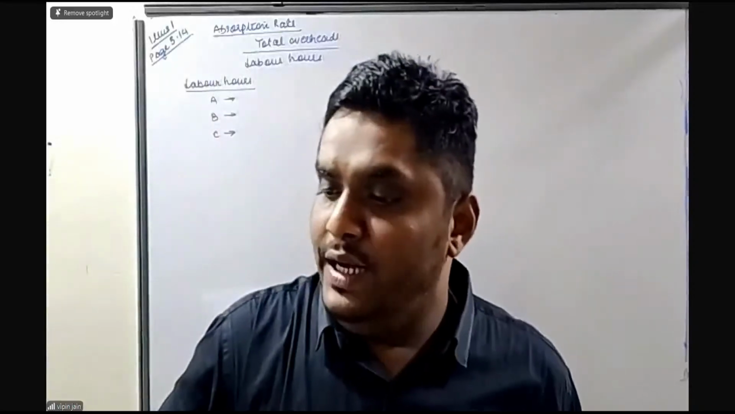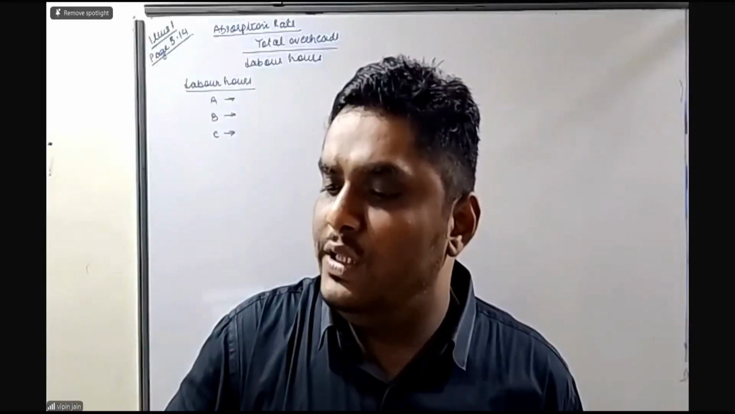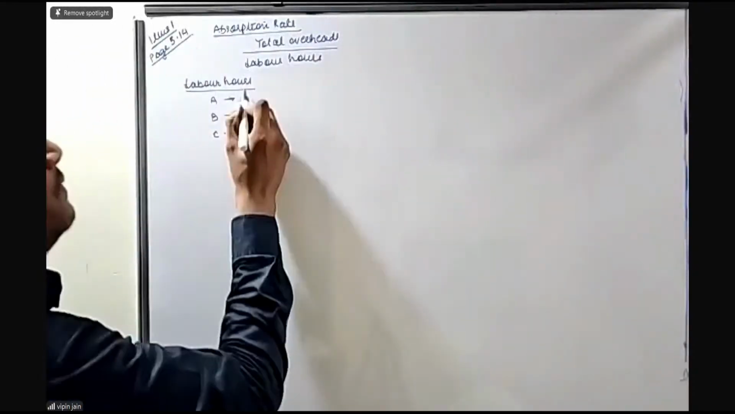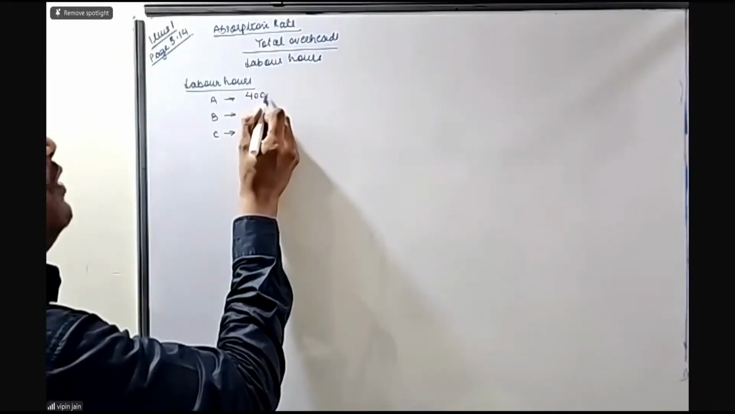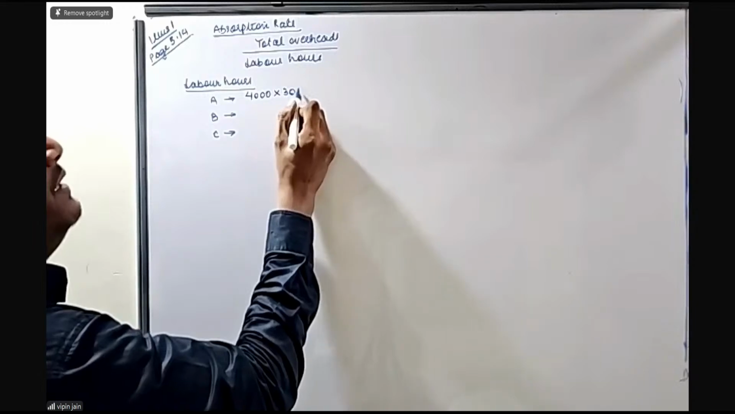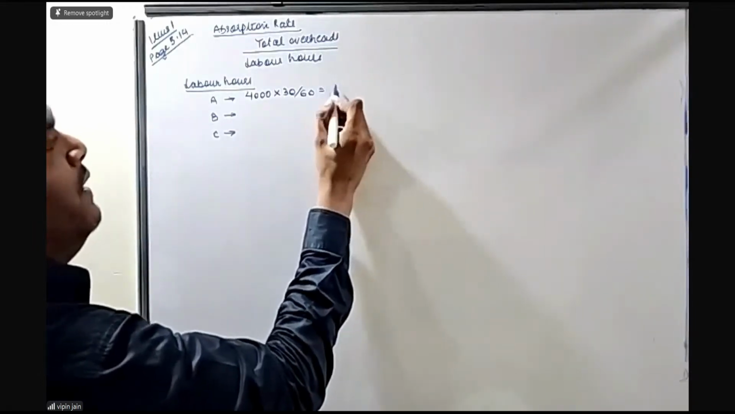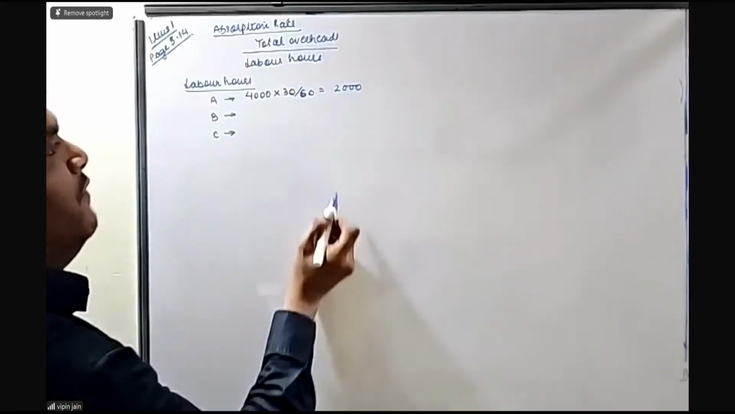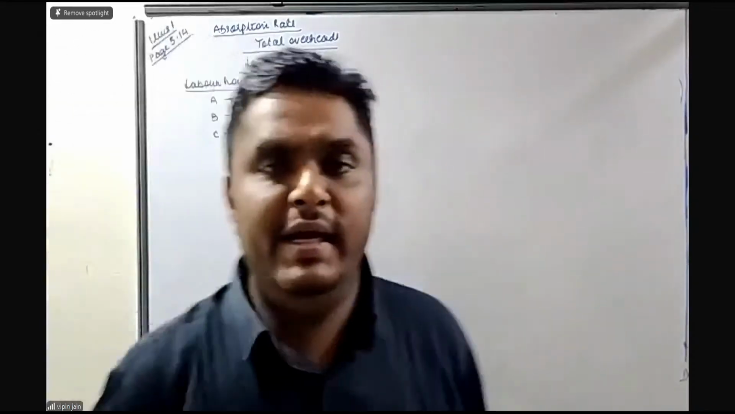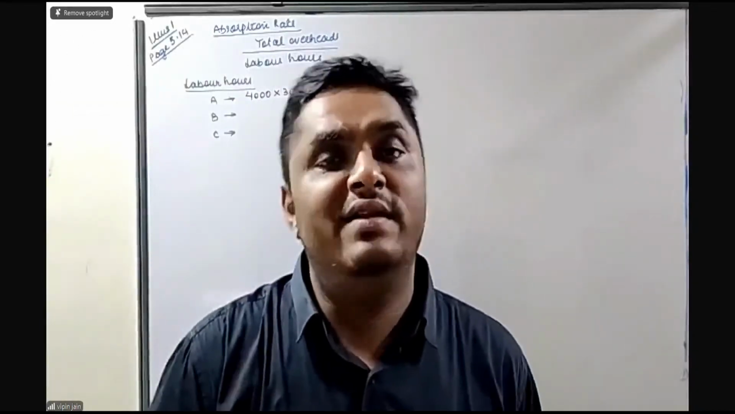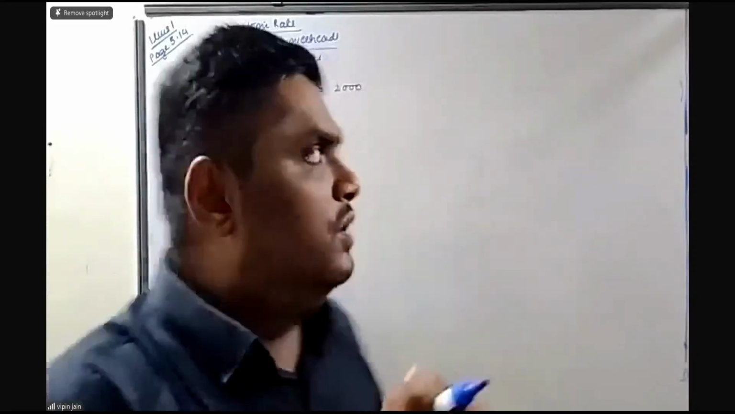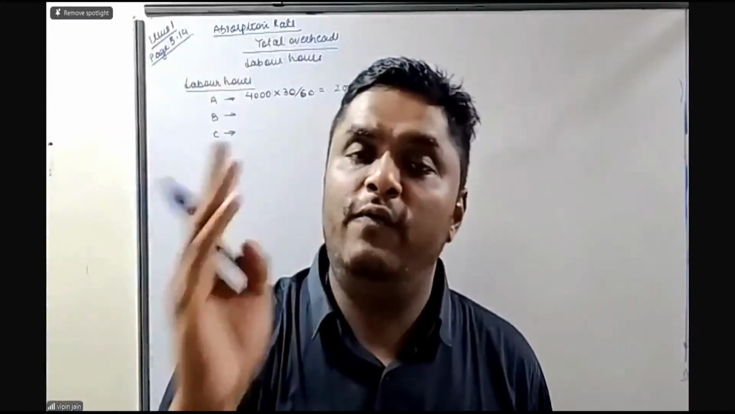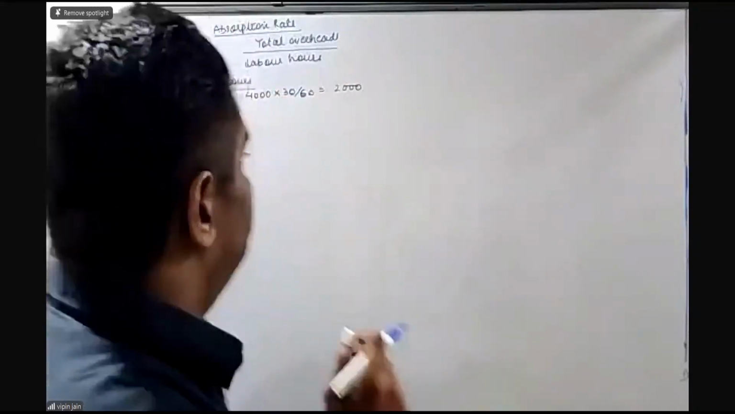See, total units manufactured of A is 4,000 and every unit can be processed in 30 minutes. So 4,000 units into 30 minutes divided by 60, if we want to convert it into hours, so we will get 2,000 hours for A. I repeat again, every unit is processed in 30 minutes. It means half hour. So for 4,000 units, it is 2,000 hours.